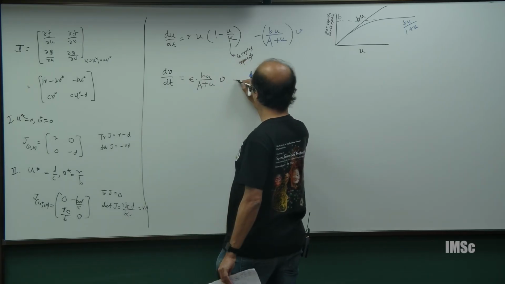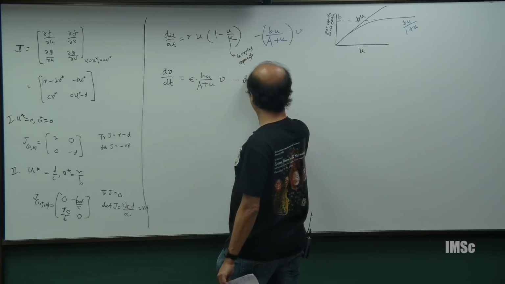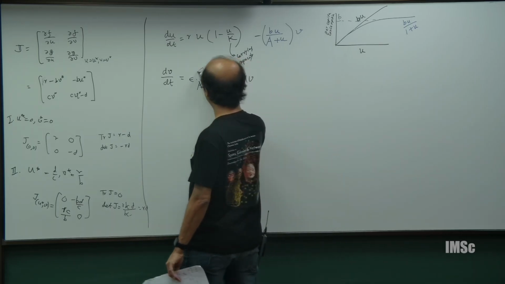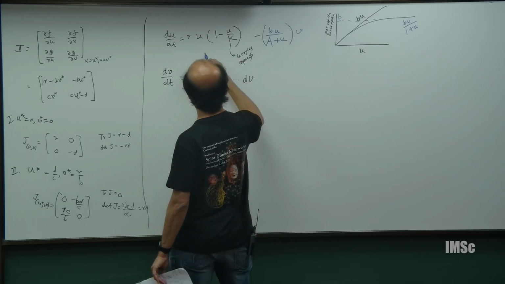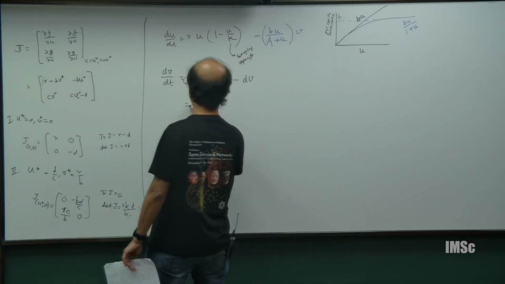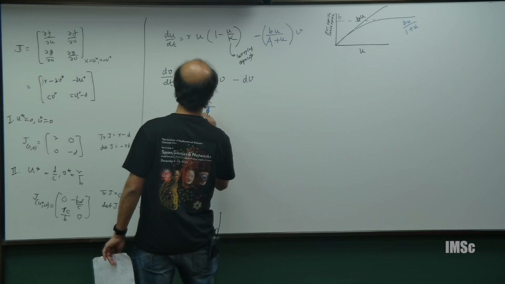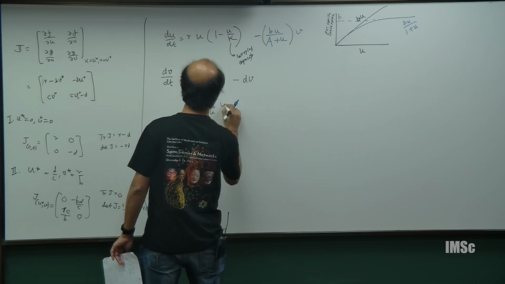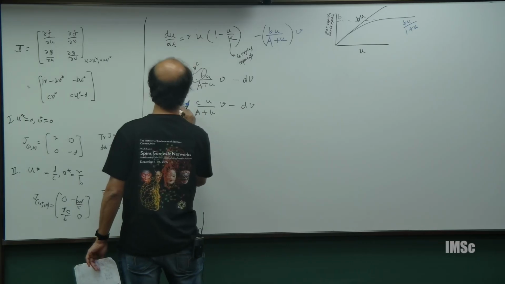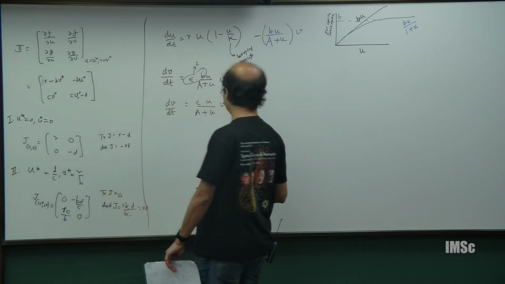Yeah, and then minus d into V, the death rate. And so I can absorb this epsilon and B into a single number and call it C, like before. So this is what I get: C u V by (A plus u) minus d V.